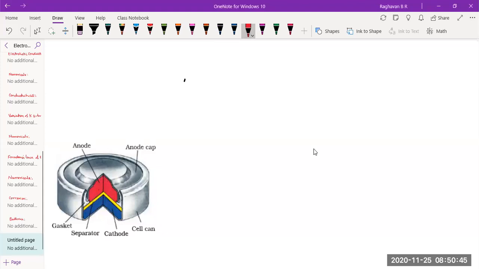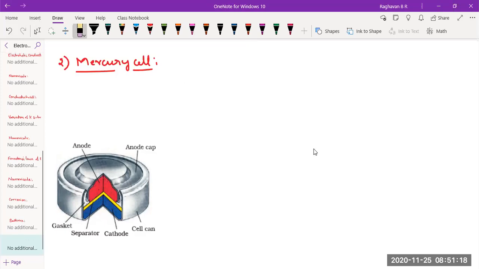The second primary cell example we are going to study is the mercury cell or battery, you can say, no problem. As the name itself suggests, there is mercury, so it is called mercury cell. You would see this diagram. In the exam, if you want, you can write it; it's otherwise not required. Have you seen this kind of cell used anywhere? Did you use this kind of cell any time? Watch. Watch. That's all.